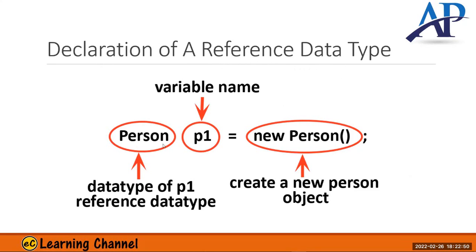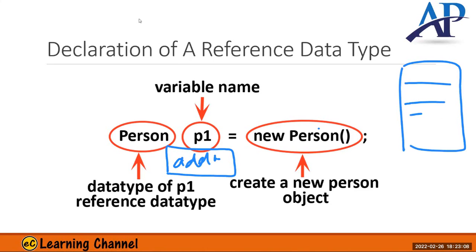Now we can have a declaration of a reference data type. Person is a class type and P1 is a reference. So this one declares a reference variable. You create a storage, but that's only to store the address. The person is a class object that you will store somewhere else, and that address will be put in here. So this is declaration and then instantiation. Let's actually try this.